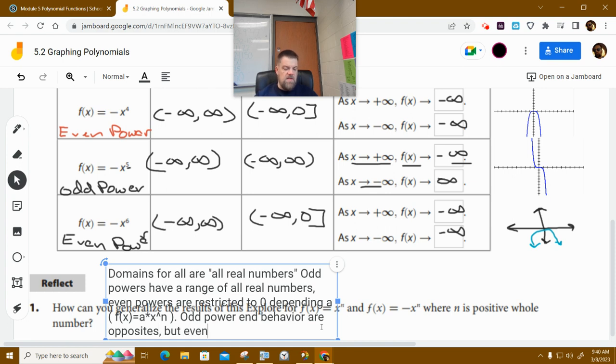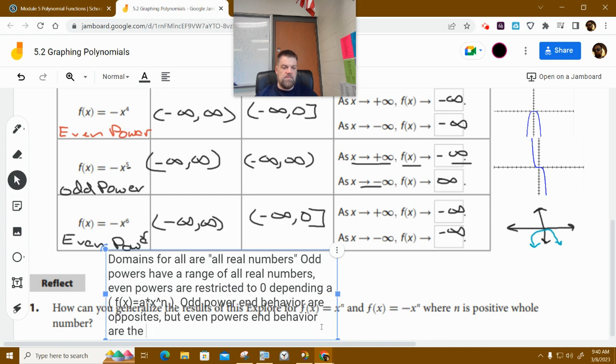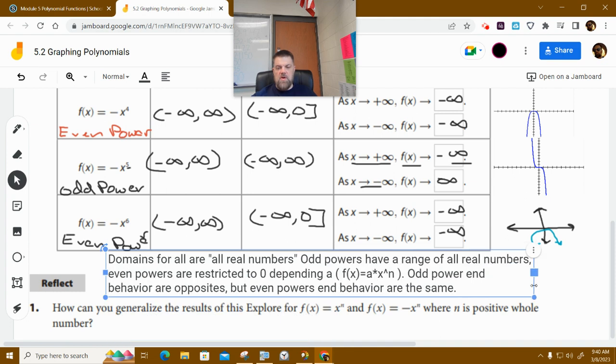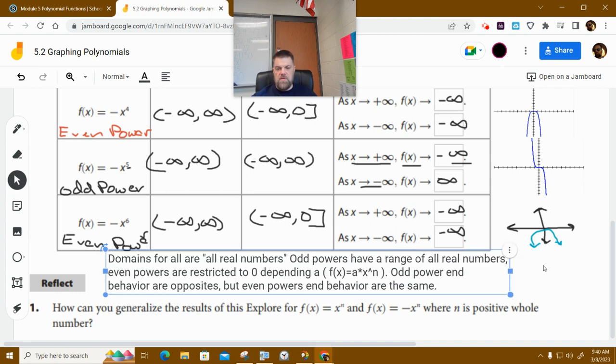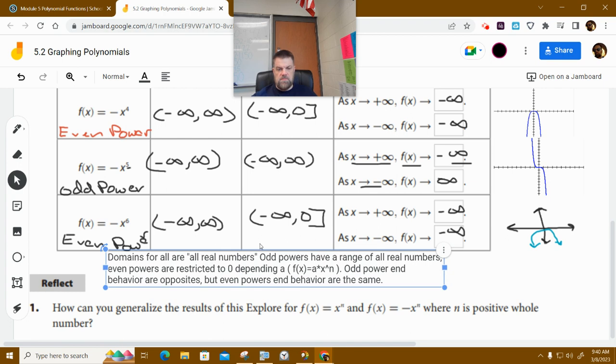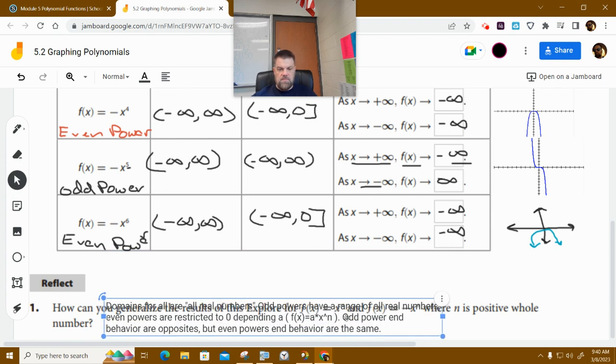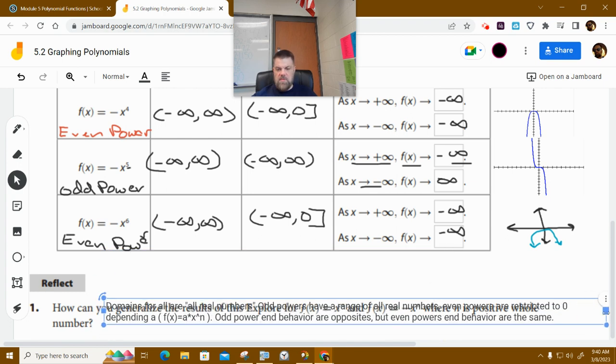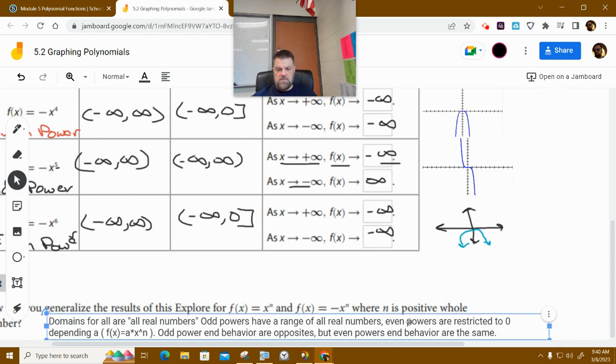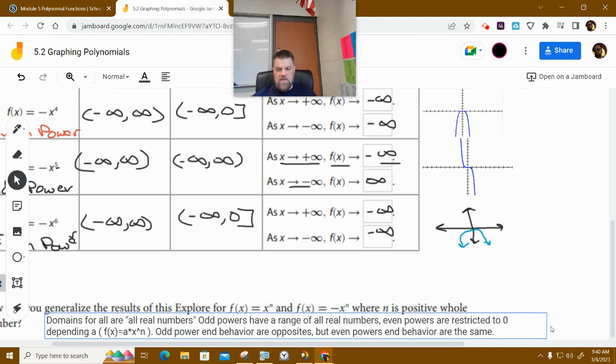But even power end behavior are the same. And I'll explain what that means. I don't know if I can get the whole thing to fit in there. Yeah, we'll see.